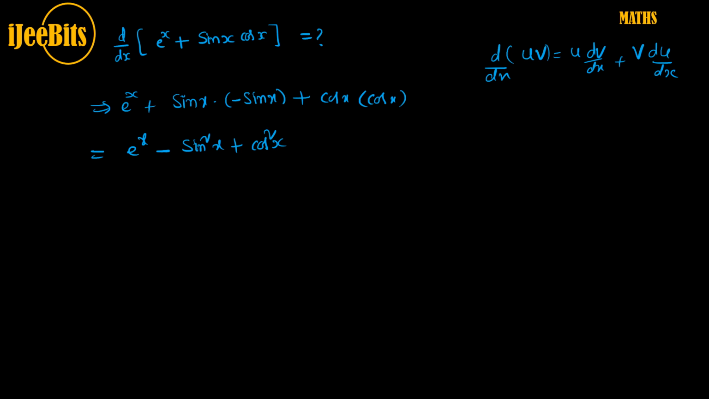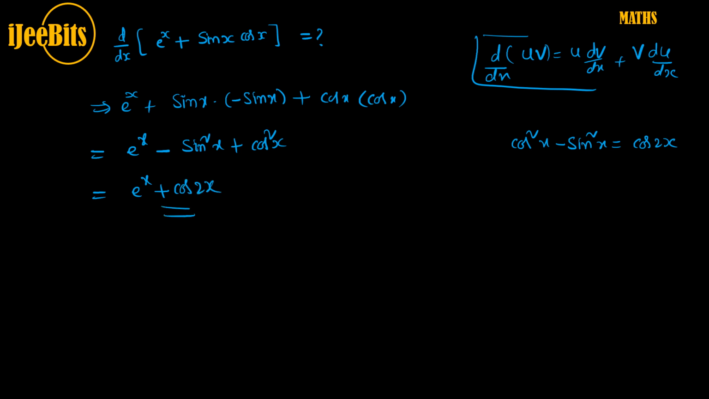So if you know cos square x minus sin square x equals cos 2x, you can rewrite this one as e^x plus cos 2x. This will be the answer. So you have to see the given options, whether the option is left like this or actually simplified further. So based on the given answers, you have to choose the right one. Okay, shall we move on to the next one?